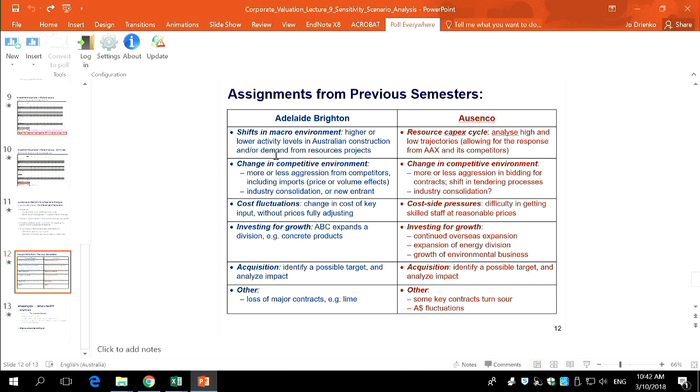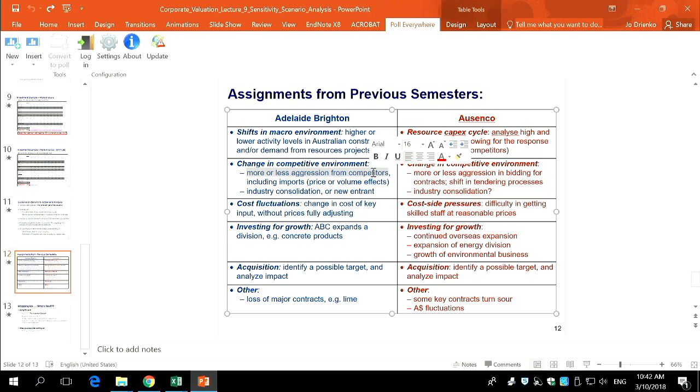Next, change in the competitive environment, more or less aggression from competitors. The biggest competitor to ABC was Boral. Boral was a great company, still is a great company, and a big competitor to ABC. Boral is actually the dominant player. ABC is not the dominant player in the industry. So what happens to the competitor is very important. Cost fluctuations, also what happens to the key inputs like COGS and SG&A.